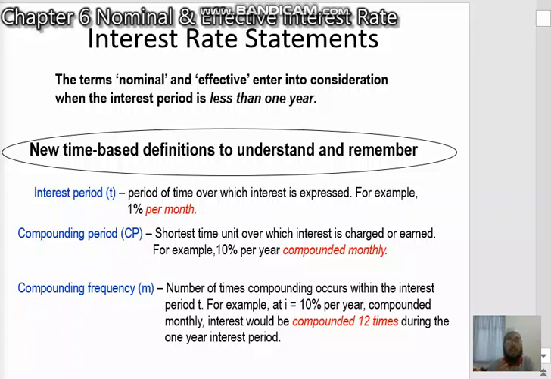So the difference here is that the concept of nominal and effective must be used when interest is compounded more than once each year, or when the interest period is less than 1 year. We usually look at the interest statement given on a yearly basis. Example, 10% per year, 8% per year. But what if the interest period statement is given as less than 1 year? Example, 1% per month, 6% every 3 months.